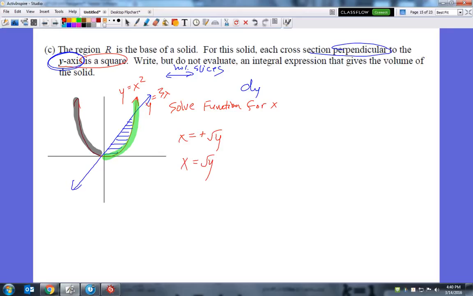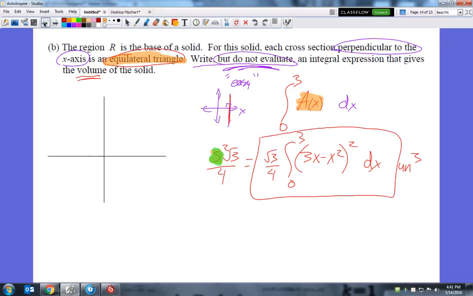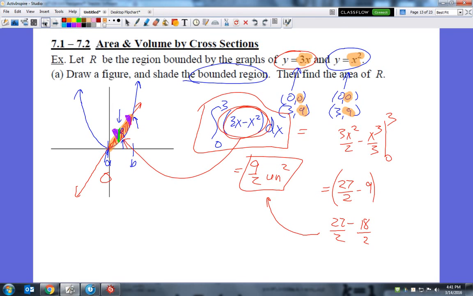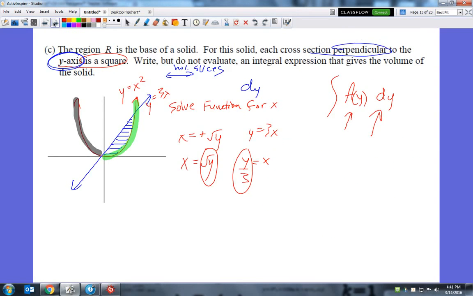And the other one is x is equal to y over 3. So y is equal to 3x, x is equal to y over 3. Now I have those functions written in terms of y. So I need area in terms of y, because I'm integrating in respect to y. And I'm still going to go from 0 to 3. Hold on, let me make sure on that. Let me come back a little bit. So this was 0, and this is 3. It's not 0 to 3. It will be from 0, 0 to 3, 9.